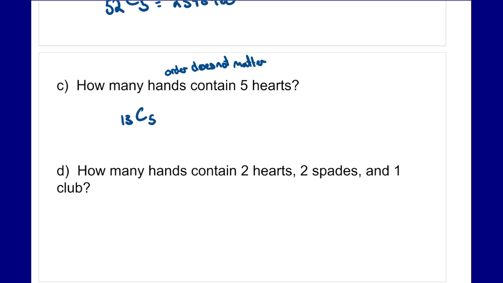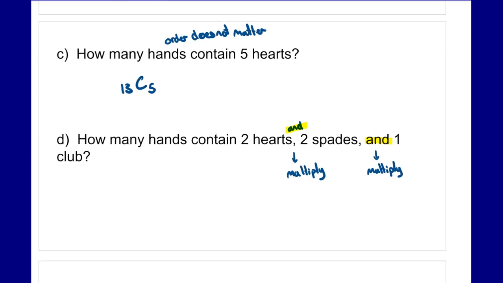How many hands contain 2 hearts, 2 spades, and 1 club? Now this is a little bit different, because it's saying 2 hearts, 2 spades, and 1 club. We see that word "and" in there. That should tell us something. That "and," going back to the last 2 units, should tell us that we multiply. So that rule still carries over. We see "and," we multiply.